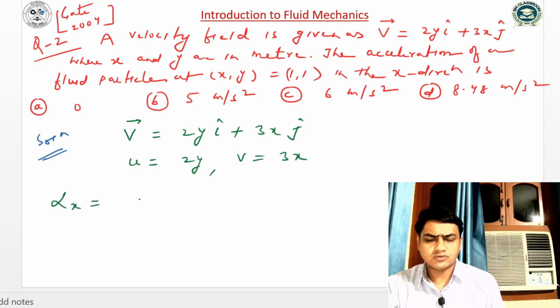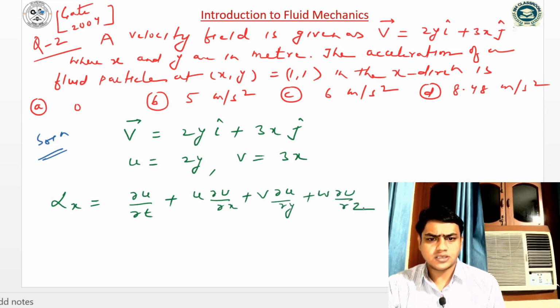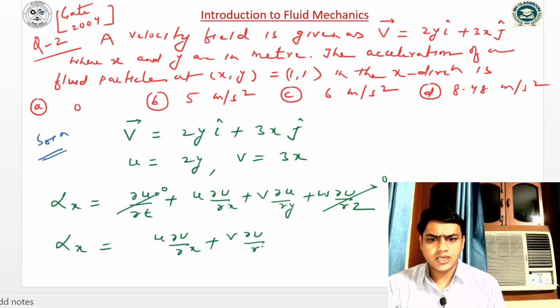So we know that alpha x is equal to local acceleration, that is del u by del t, plus convective acceleration u del u by del x plus v into del u by del y plus w into del u by del z. Since the flow is two-dimensional, this component is cancelled. The local acceleration is not here, it is 0. So we can write alpha x is equal to u del u by del x plus v into del u by del y.